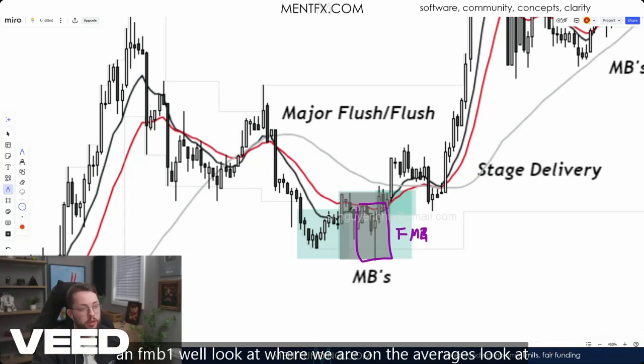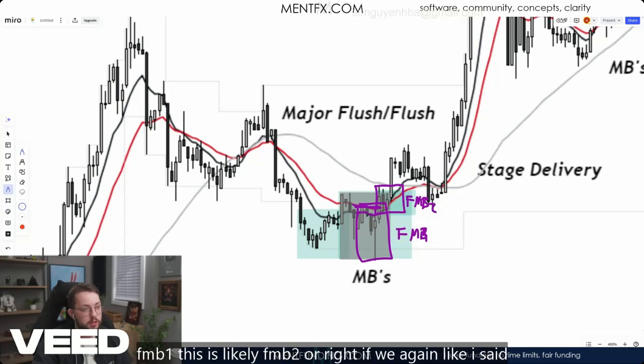Well, look at where we are on the averages. Look at where price is in terms of the averages, and then look at where it validates just over the averages. And then price pulls back to the averages and puts in beautiful candles. And this is simply an FMB2. Just in terms of this is FMB1, this is likely FMB2.